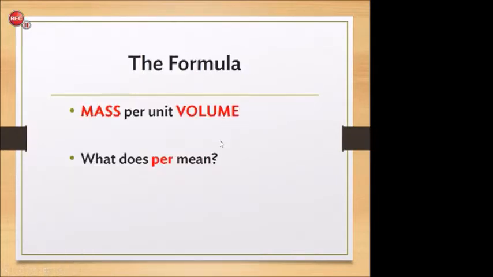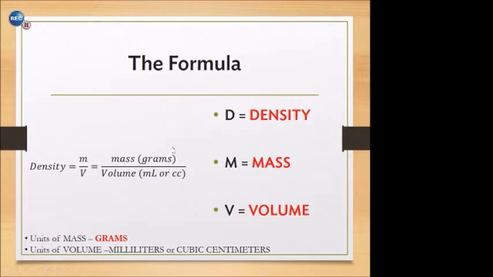The formula is going to be mass divided by volume. Divided by is per. Those are like the same thing. So what does per mean? It means divided by. So our formula is density is equal to mass divided by volume. We usually measure mass in grams, and our volume is usually in milliliters. You can also have cc, which is a cubic centimeter, a centimeter cubed. Usually we'll represent the density with D, the mass with M, and the volume with V.